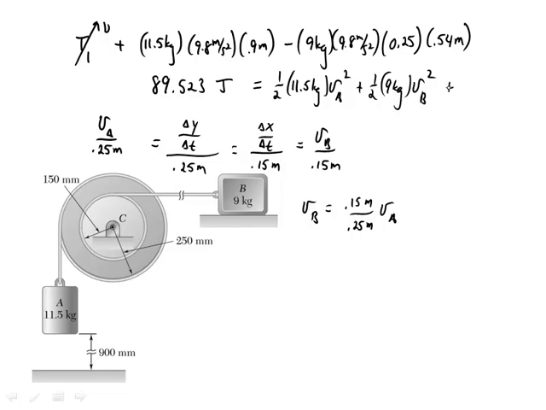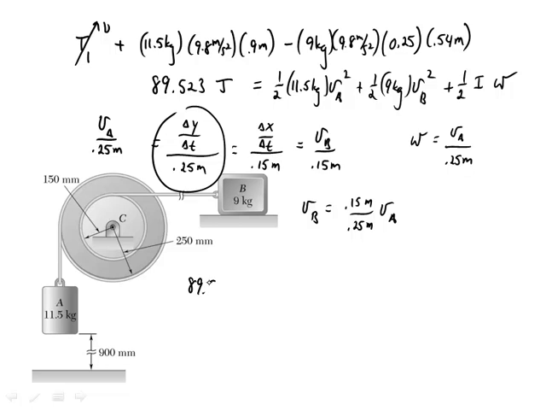But I need to also add in 1/2 I of the pulley times omega of the pulley squared. And keep in mind omega of the pulley will equal either of these velocities divided by their respective radii. So here's the velocity of A. So let's just say that that's going to equal the velocity of A divided by 0.25 meters.